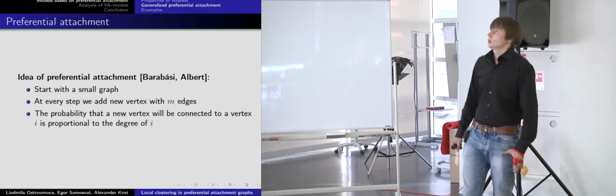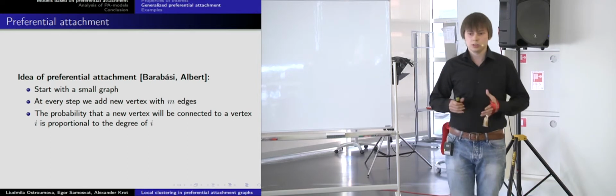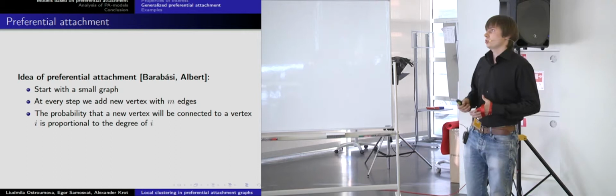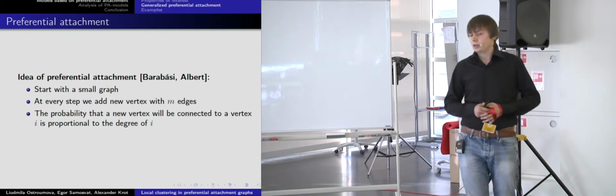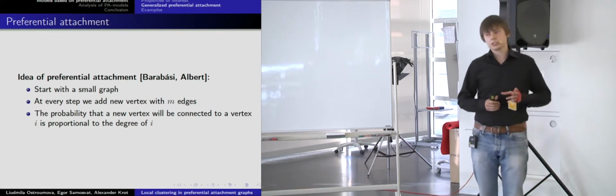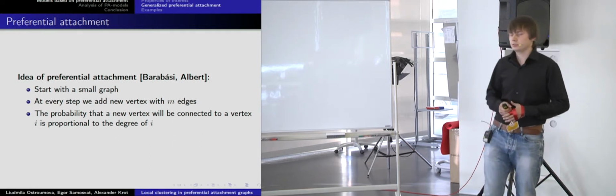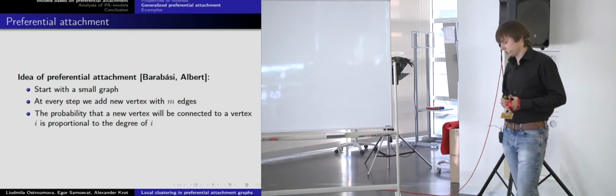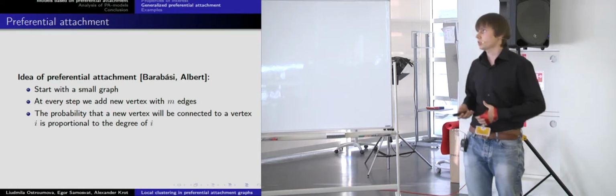So now I want to show you the well-known basic ideas of preferential attachment. As you know, usually we start with a small graph, and at every step we add a new vertex and m edges. And the main idea is that the probability that a new vertex will be connected to a given vertex is proportional to the degree of the given vertex.